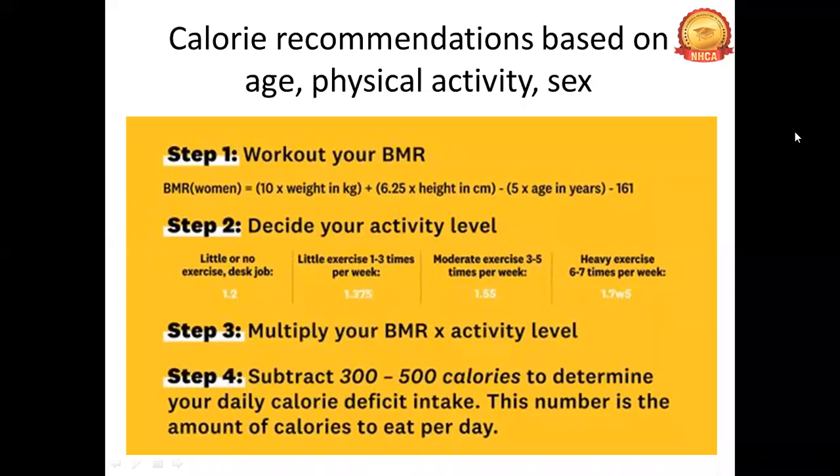Step 2 is your physical activity. What kind of physical activity does your client have? Is it a sedentary lifestyle? Sedentary lifestyle means desk job, little or no exercise. So you have to multiply the BMR by 1.2. If she does 1 hour of physical exercise like walking or dancing, then BMR times 1.375, like that.